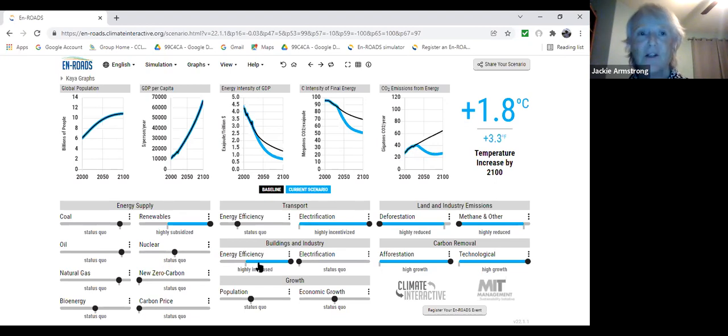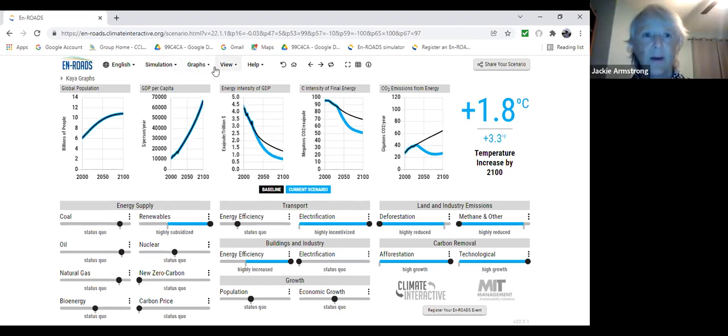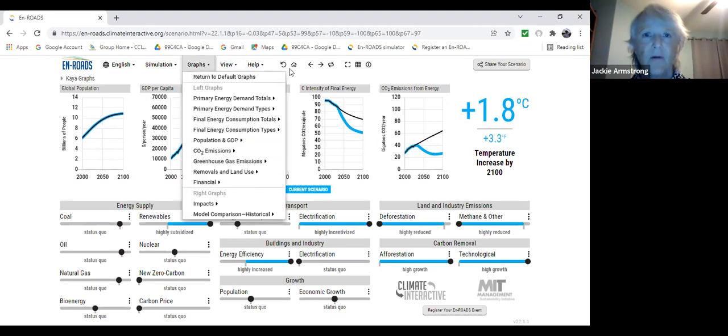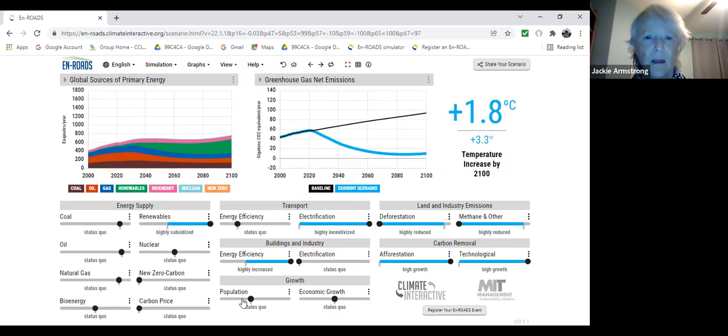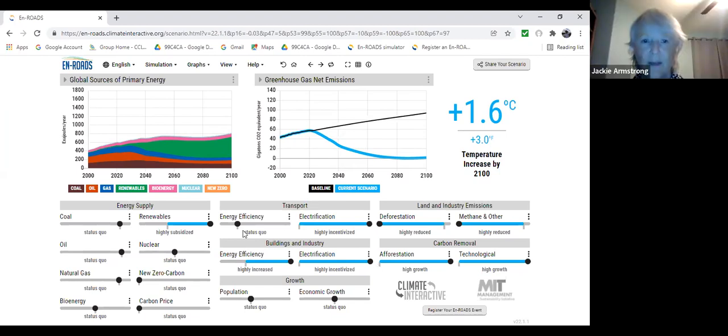How can we discourage the use of fossil fuels? Electrification of building and industry. That's a good idea. Let me go back to my other graphs here. And electrify buildings and industry. You've really dropped it down now. Oh, yeah. You guys have done extremely well.